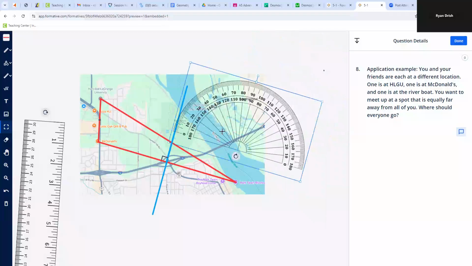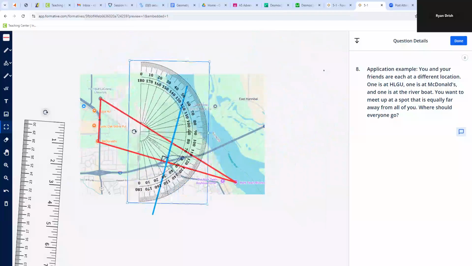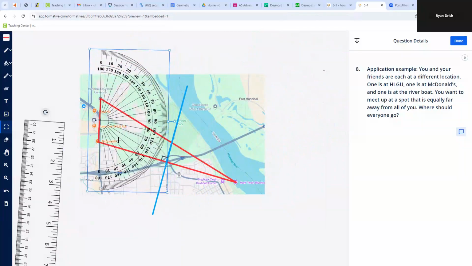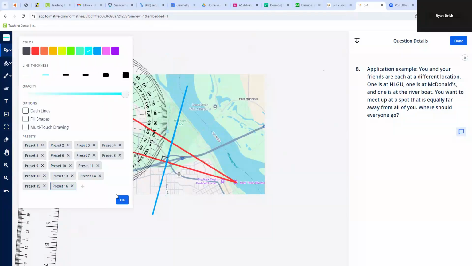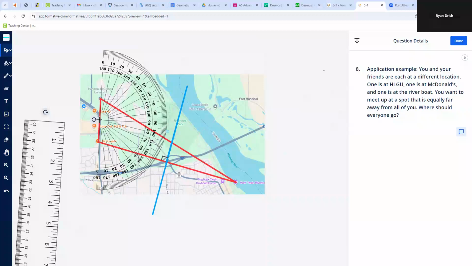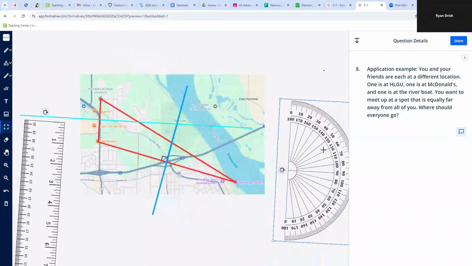So I will take my protractor, line it up with the left side, putting that midpoint exactly in the middle. Line it up as nicely as possible. And then we'll construct the perpendicular component from the midpoint, 90 degrees. All right. And we have one more left.